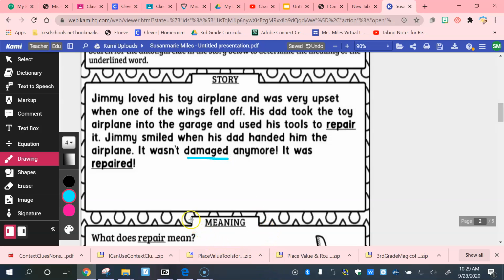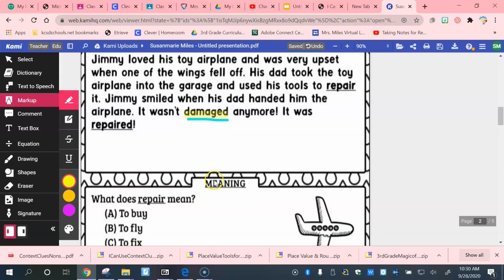It wasn't damaged. So what could repair mean? If it wasn't damaged anymore, it was repaired. Could our word that helps us be damaged? So we know that damaged is something that's broken. If he was repairing it, he wasn't damaging anymore. He was doing the opposite of damaging, which is fixing it or repairing it.